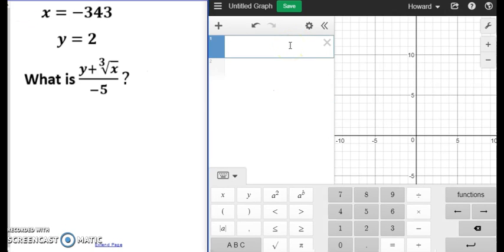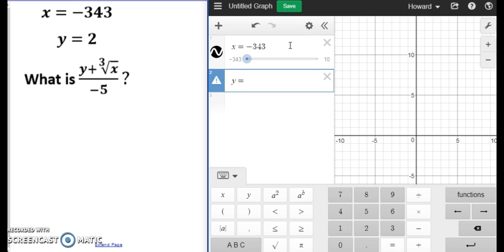Alright, so I'm going to show you another problem here. But in this case, I'm going to show you this isn't going to work. And I'm going to show you why in a second. So x is equal to -343. y is equal to 2.